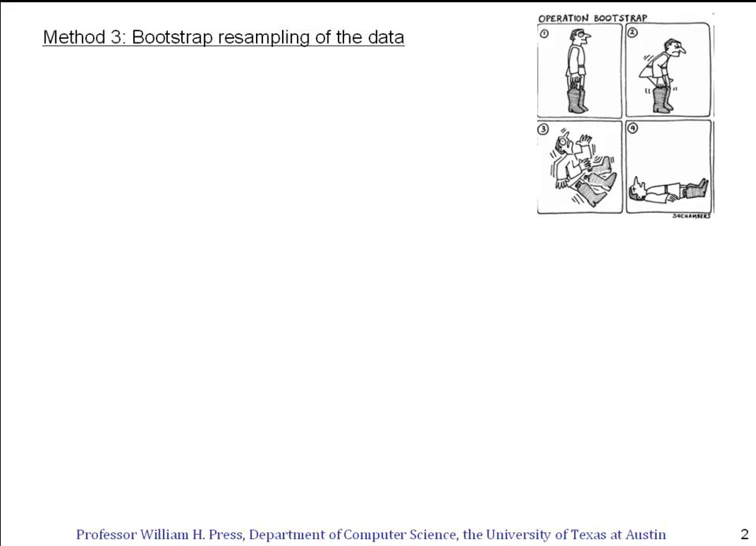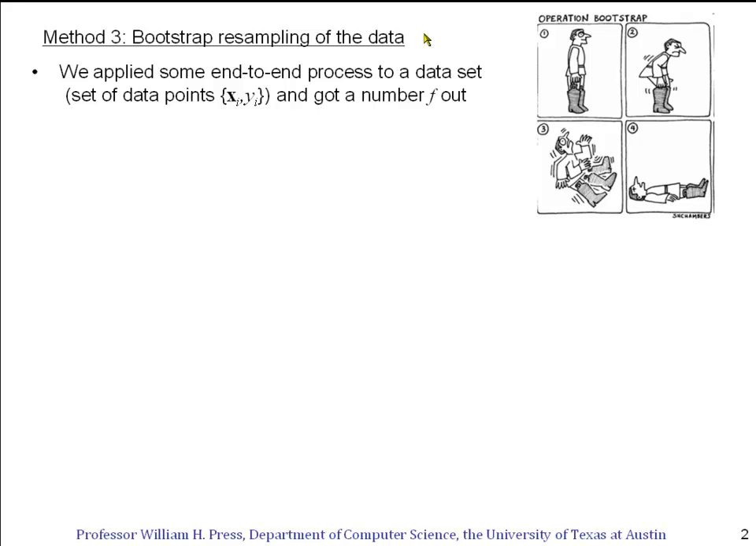Let's talk about a very important idea called bootstrap resampling of data. In the previous segment, we had the problem of deciding what was the uncertainty in a quantity derived from some fitted parameters. And we saw two methods for doing that. In a sense, we're continuing that by looking here at a third method, but we'll see bootstrap resampling is a much more general idea.